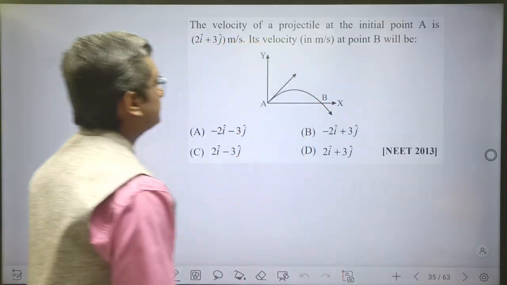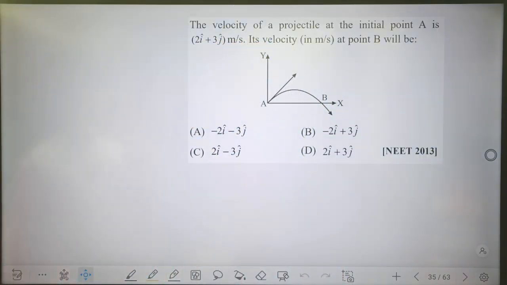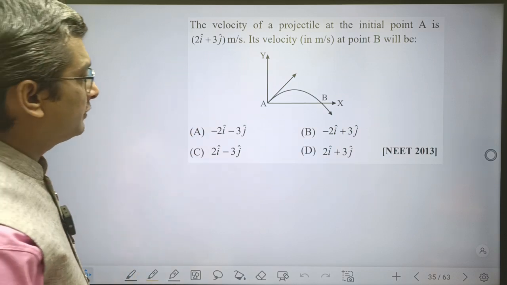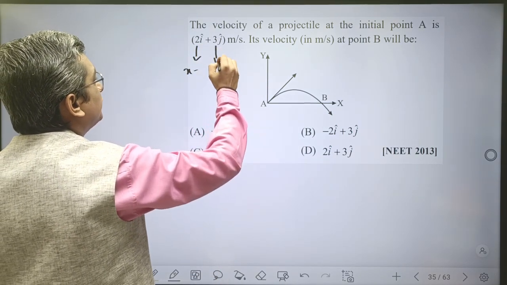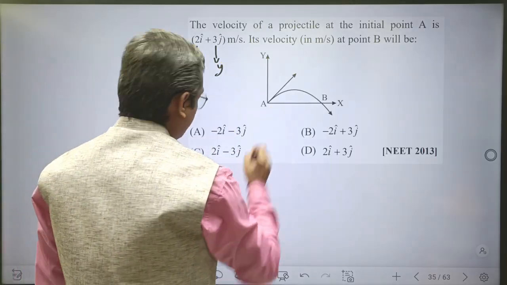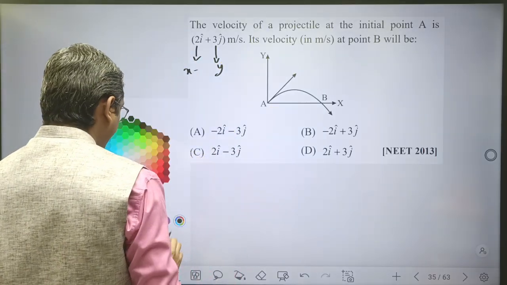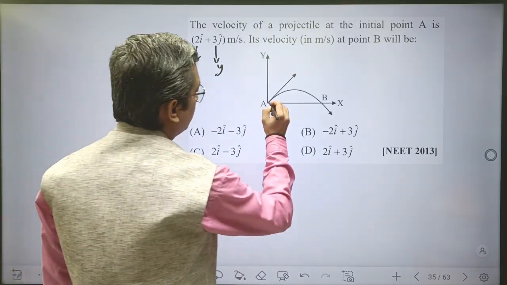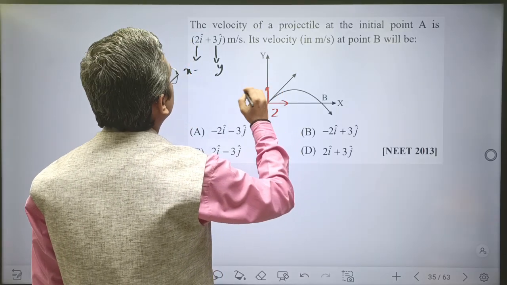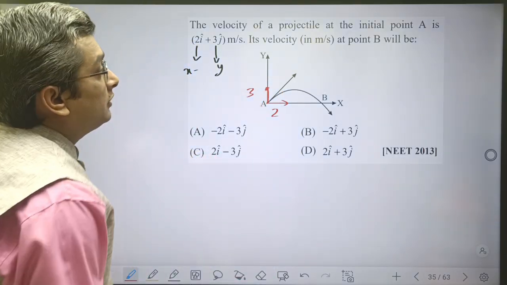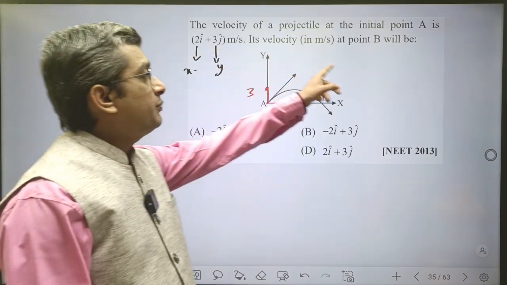Next, the velocity of a projectile at the initial point is 2 i cap plus 3 j cap. What is it indicating? This is the x component and this is the y component. It means that the horizontal component of velocity is 2 and the vertical component is 3. So what is its velocity at point B?